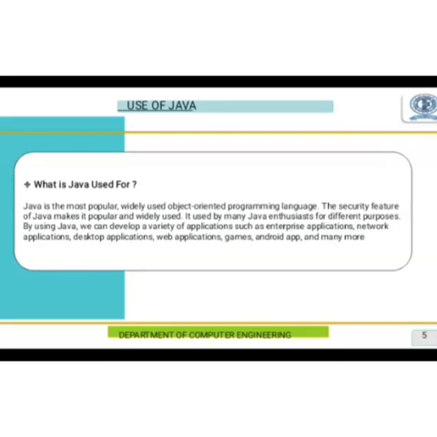Use of Java. What is Java used for? Java is the most popular, widely used object-oriented programming language. The security features of Java make it popular and widely used. It is used by many entities for different purposes. By using Java, we can develop a variety of applications such as enterprise application, network application, desktop application, web application, games, Android app, and many more.